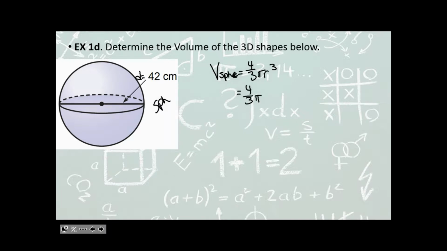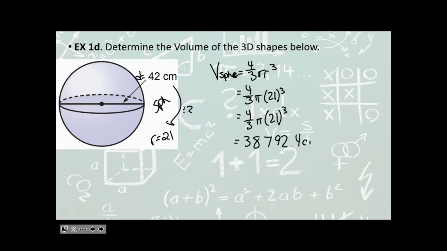Well, this one is actually giving me the diameter, so I'll divide that by 2. And the radius, or half of 42, is 21. So times by 21 cubed. So 4/3 pi times 21 cubed. Throw that all in my calculator. I get 38,792.4 centimeters cubed.